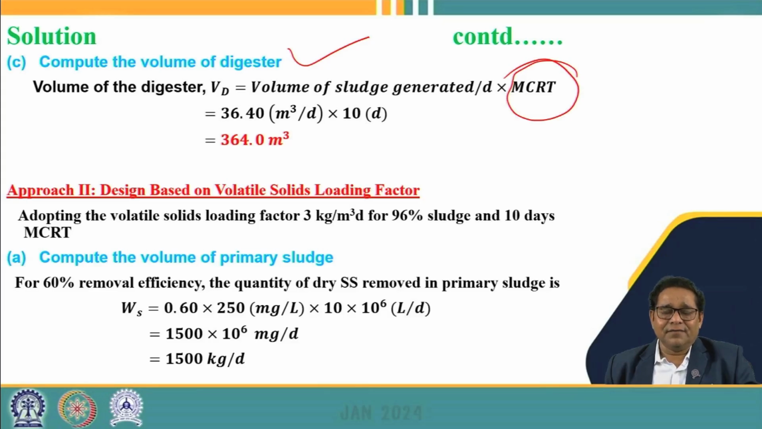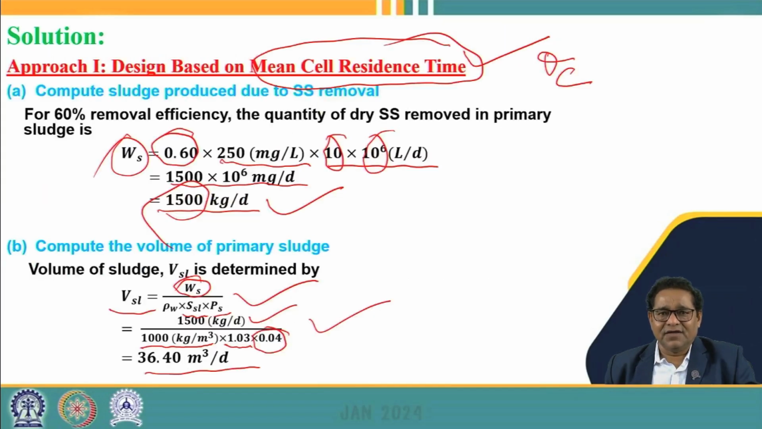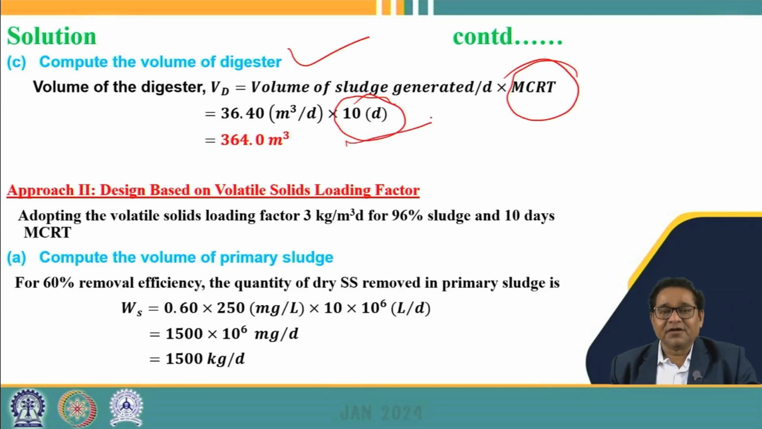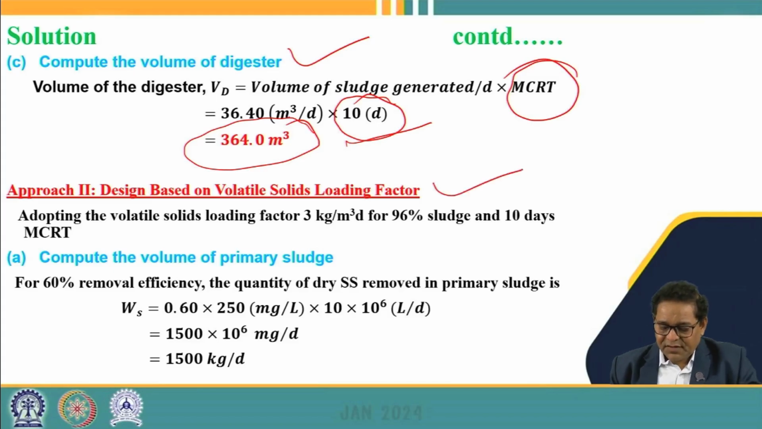In the problem, the mean cell residence time is given as 10 days. So we have taken these 10 days, and by putting this value we get the total volume of the digester required, which is equal to 364 meter cube. So this is one approach where we have got the volume of the digester required, that is 364 meter cube. Now let us take another approach, which is based on the volatile solid loading rate.